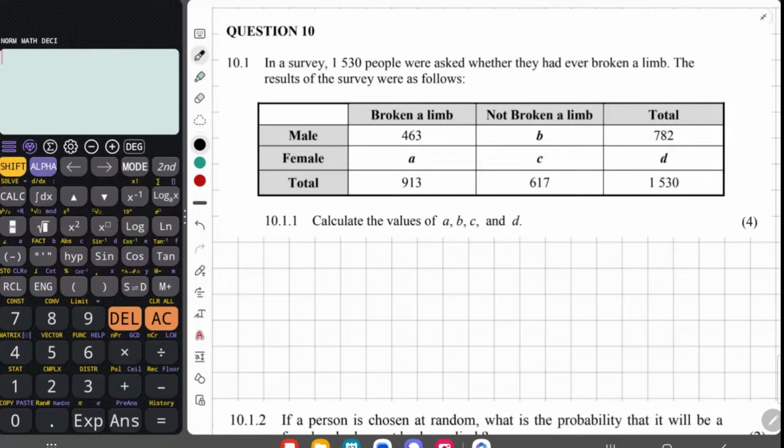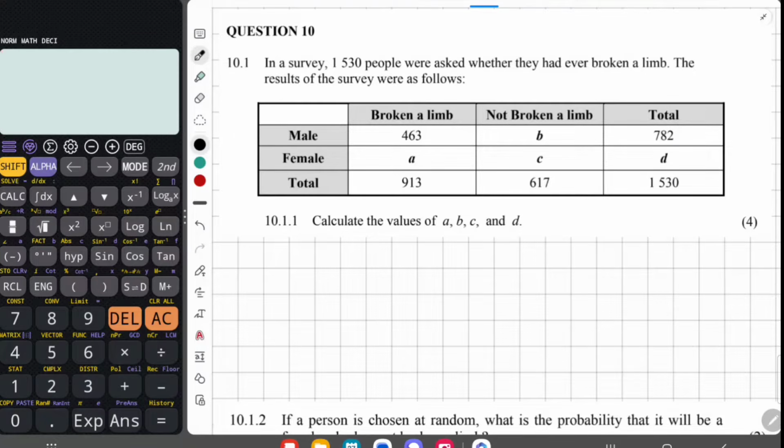Okay, so with contingency tables, what you should know about them is how they add up. So you see the broken a limb. If we take this 463 and we add it to A, we will get this number. And if we take this, add it to this, we will get this number. So they add up like this, like that. And also, if you take this 463 people and you add it to B, that would give you that total. And if you take A and C, it will give you the total of D. Likewise, if you take this people and that people, it will add up to the total number of people. Okay, so that's how it adds up.